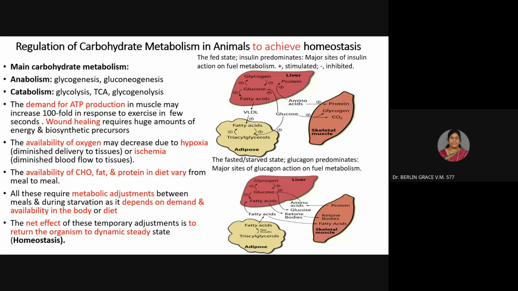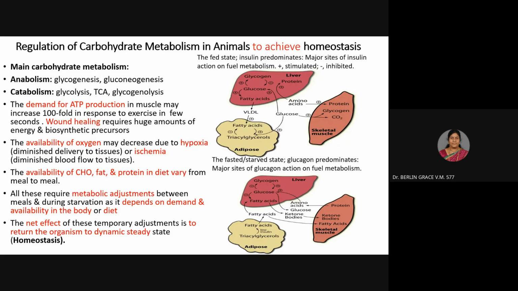That is determined by the demand of ATP production in muscle. So it may increase 100-fold in response to exercise in a few seconds itself. Okay, and so that will give the demand. So that will automatically enhance the glycolytic flux. Similarly, wound healing, that is another process. That requires a huge amount of energy and biosynthetic precursors for the healing of the wound. So at that time, accordingly, the particular metabolic pathway will be switched on, or the flux will be enhanced.